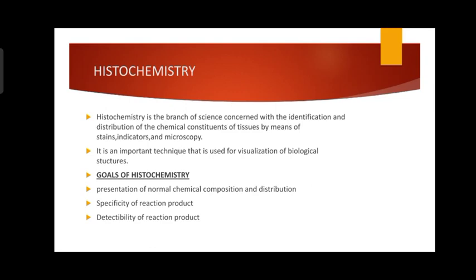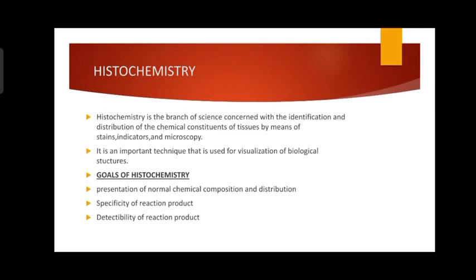means of stains, indicator and microscopy. So it's the branch of science concerned with the study of chemical composition of animal and plant tissues, particularly the distribution and the location of chemicals within and between the cells by means of stains, indicator and microscopy. It is an important technique used for visualization of biological structures, and it makes use of chemical reactions between laboratory chemical reagents and cellular chemical constituents such as carbohydrates, proteins, lipids and nucleic acids.